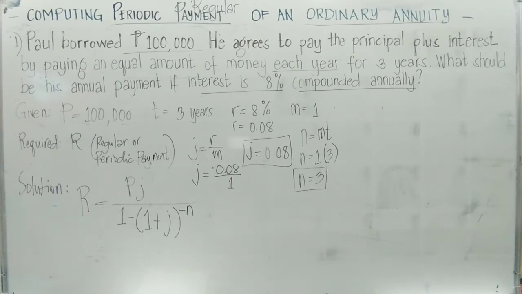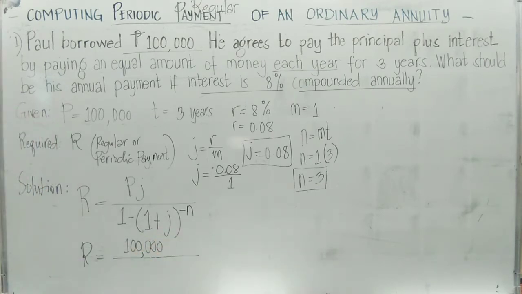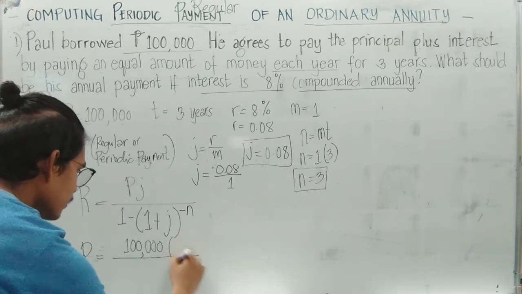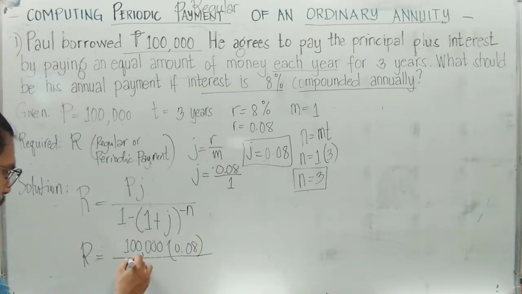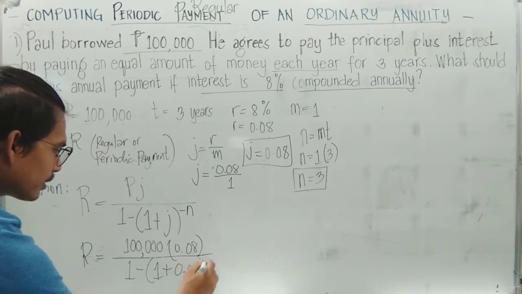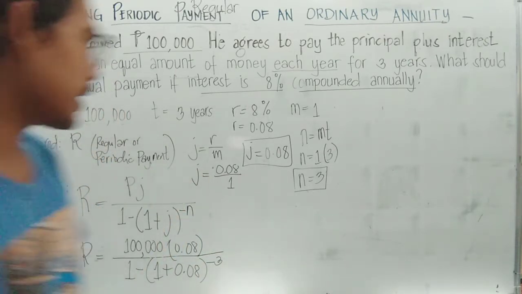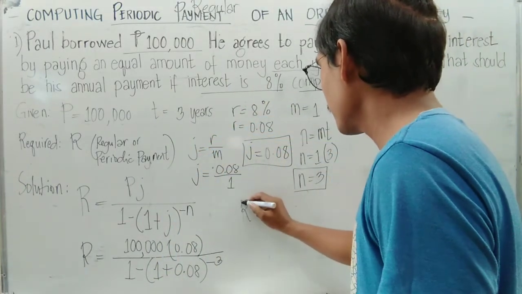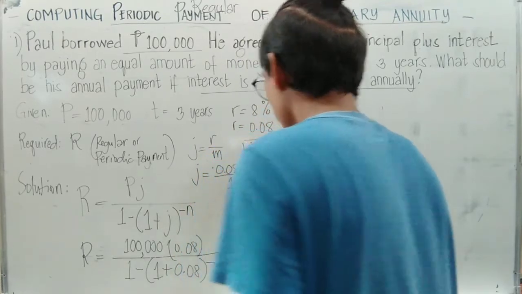Okay? So let us now substitute the values of our given. We have P is equal to 100,000, times J, where J is the quantity 0.08, over 1 minus the quantity of 1 plus J, again 0.08, raised to negative n, where n is equal to 3. Okay, using your calculators, solve it manually, so use your calculators.